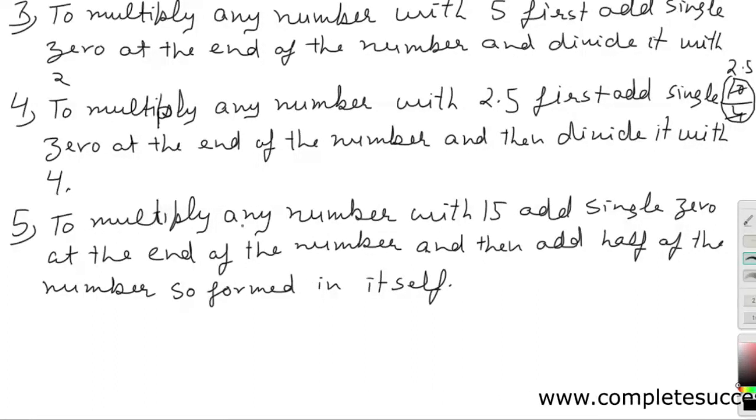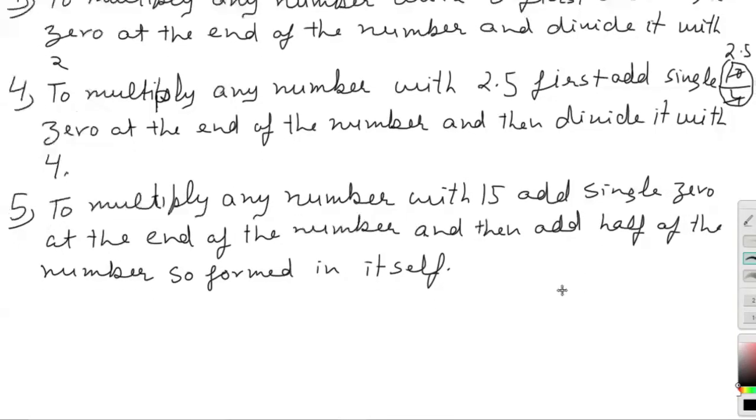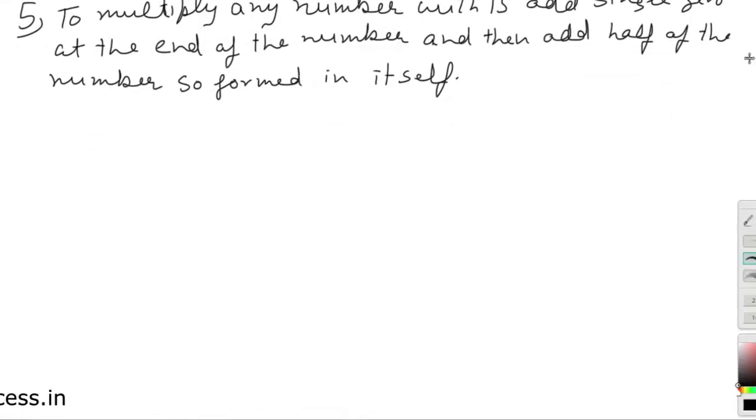To multiply any number with 15, add a single 0 at the end of the number and then add half of the number so formed to itself. So we'll check how to multiply this value. Write it down first.